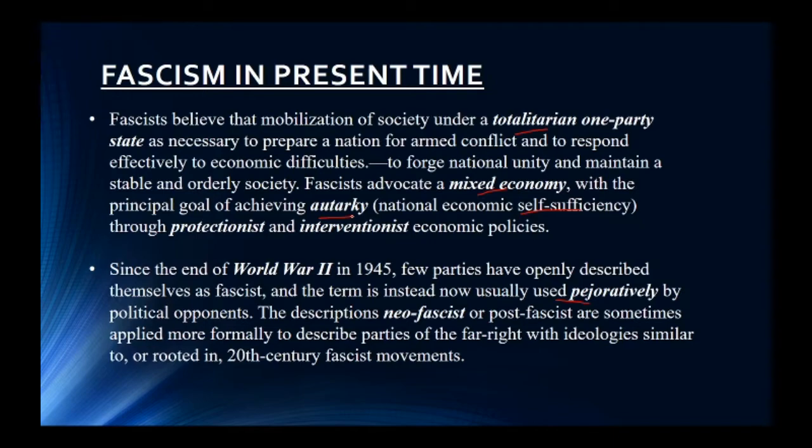So in today's time, whenever someone is advocating for protectionist and interventionist policies, they are labeled as a fascist leader. The term is mostly used as a label rather than a party identifying itself as a fascist party, but rather as a term against the enemy to hit him in another way. The descriptions neo-fascist or post-fascist are sometimes applied more formally to describe parties of the far right with ideologies similar to or rooted in 20th century fascist movements. So from that we can understand that it is mostly now used just as a label to hit opponents, and not a single party identifies itself as a fascist party, as was the case in the past.